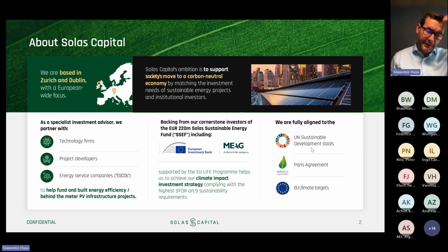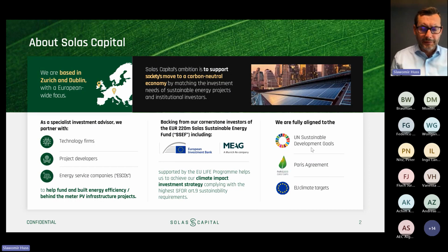Not the usual funding providers like banks or leasing providers, but more institutional money, like the European Investment Bank, which strongly supports our initiative. The biggest investor in Solus is the MIAG, Munich Re, the large German insurance group. We have also some smaller investors, equally important, obviously.